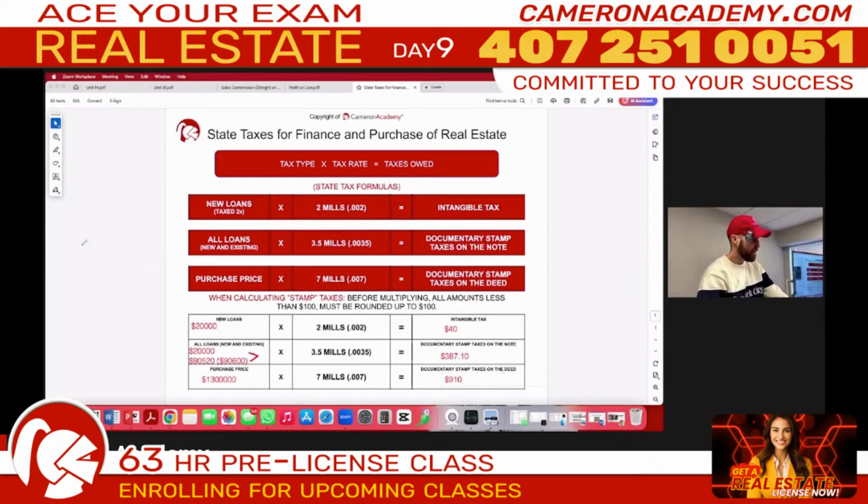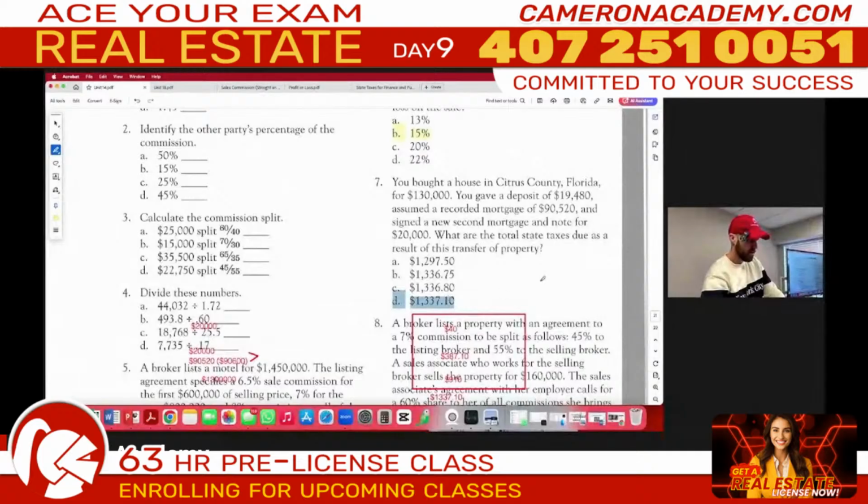When you add those 3 figures together, what's your total state taxes due as a result of this transfer of property? Is it 1,337.10? Yep. Is that what you got? Does that match up? Letter D as in Delta? Any questions here? Any questions? Okay.